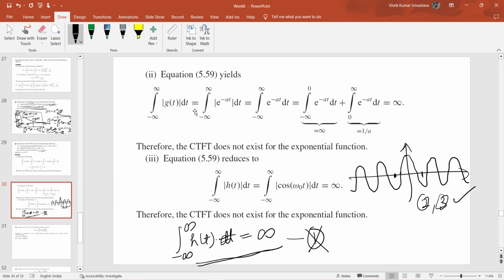Sir, for the previous question, for cos omega t, you say the Fourier transform does not exist, but the Fourier series exists, right? Yes, yes, correct. The Fourier series exists. Okay.